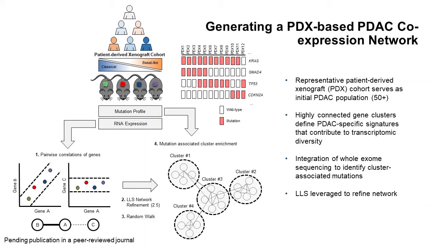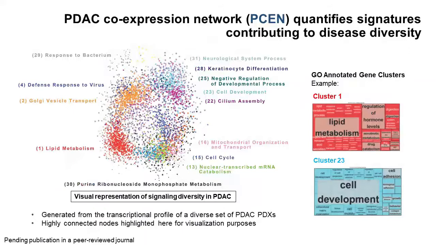So first, rather than just looking at differential expression that's driving these different tumors, we wanted to capture the overall diversity of transcriptomic signaling that we see across these tumors. To this end, we collected pairwise correlations of all dynamically expressed genes within these tumors, and using a log likelihood refinement method, refined this to gene pairs that were highly likely to be biologically relevant, and then developed a network out of this and used a random walk algorithm to break this down into various clusters.